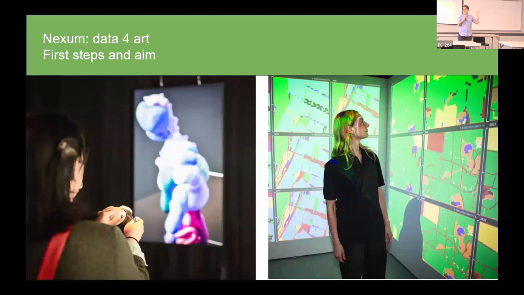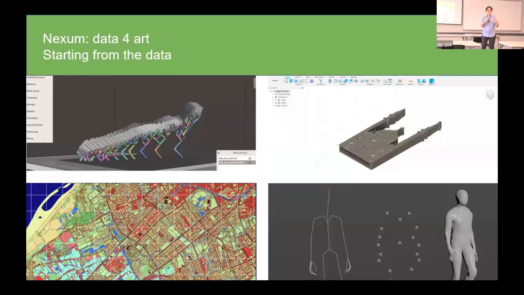So we decided to cherry pick four data sets, and we curated the data so we made it a little bit more slim and more accessible. And then we opened a call for artists, asking artists to basically come up with an idea of how to represent those data.